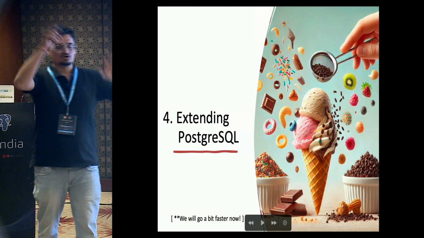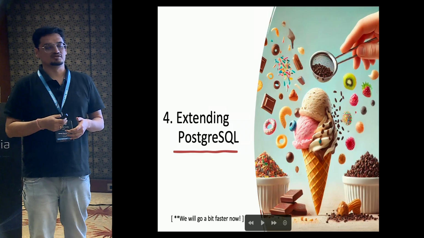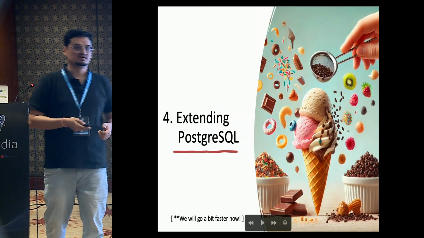So I talked about all these concepts, right? Columnar, vectorization, Iceberg support, Parquet support, indexing, distribution, all of that, right?